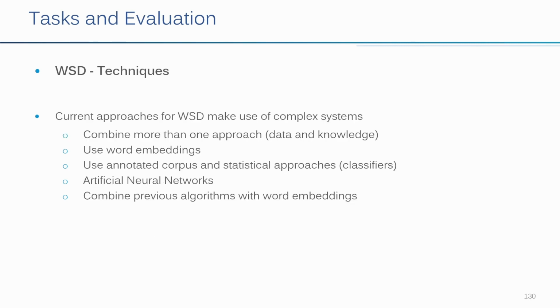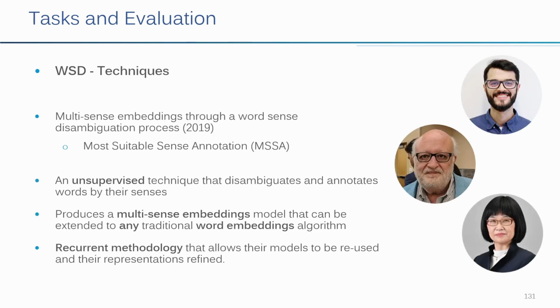The thing is, especially after, I don't know, 2016 or 15 per se, you will see a lot of approaches using complex systems to take care of them. They will combine word embeddings with some path-based metrics, and they will combine this with some lexical databases, and they will come up with clever ways to end up with different word representations. One of them is multi-sense embeddings through a word sense disambiguation process from 2019.